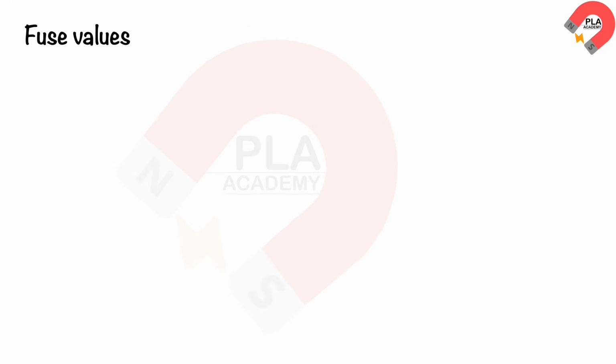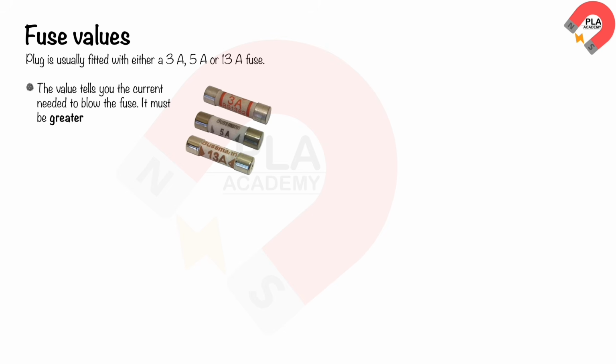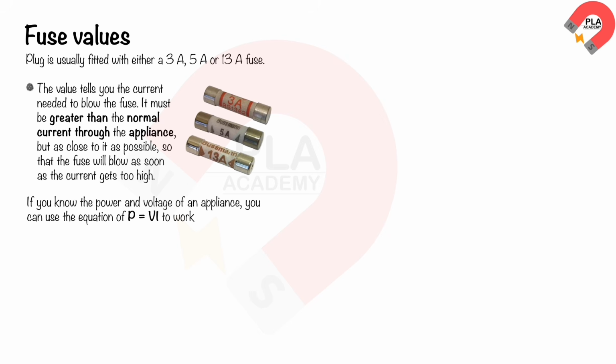Fuse values. The plug is usually fitted with either a 3 ampere, 5 ampere, or 13 ampere fuse. The value tells you the current needed to blow the fuse. It must be greater than the normal current through the appliance, but as close to it as possible, so that the fuse will blow as soon as the current gets too high. If you know the power of an appliance, you can use the equation P equals VI to work out whether a 3 ampere, 5 ampere, or 13 ampere fuse is needed.